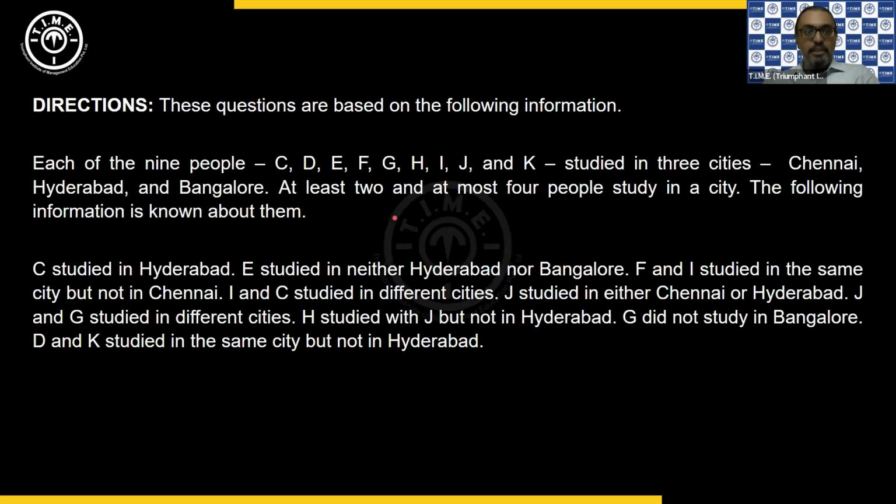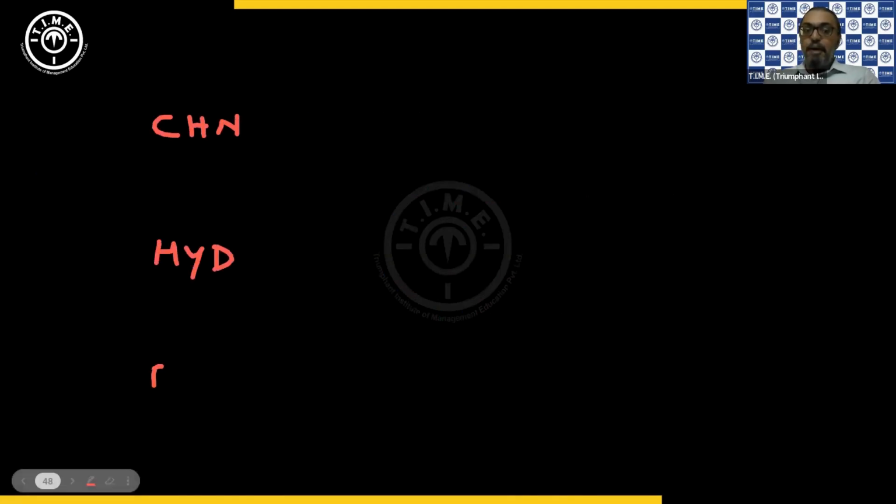Now, next one. Each of 9 people, C, D, E, F, G, H, I, J, and K, studied in 3 cities, Chennai, Hyderabad, and Bangalore. At least 2 and at most 4 persons study in a city. The following information is known. So it's a distribution model, unequal distribution. You have 9 persons and only 3 cities. Okay. So we have Chennai, we have Hyderabad, and then we have Bangalore.